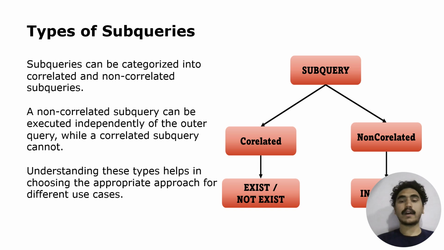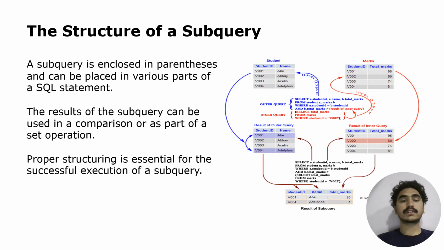We see in the diagram subqueries divided into two types: correlated and non-correlated. Correlated uses EXISTS or NOT EXISTS. Non-correlated uses IN. We move to the structure of a subquery. A subquery is enclosed in parentheses and can be placed in various parts of a SQL statement. The results of the subquery can be used in a comparison or as part of a set operation. Proper structuring is essential for the successful execution of a subquery.